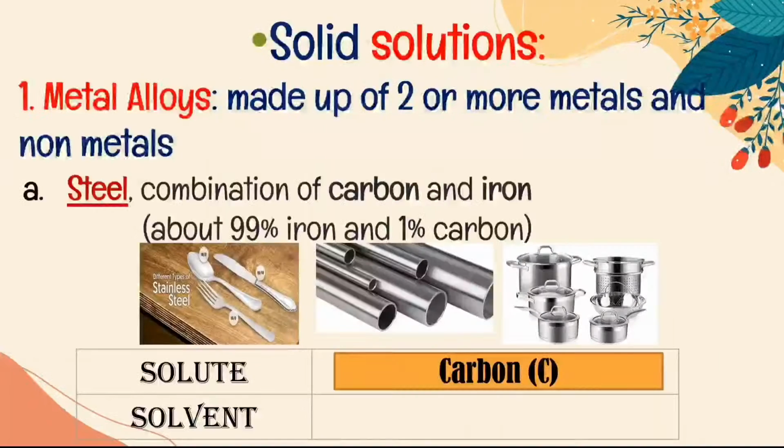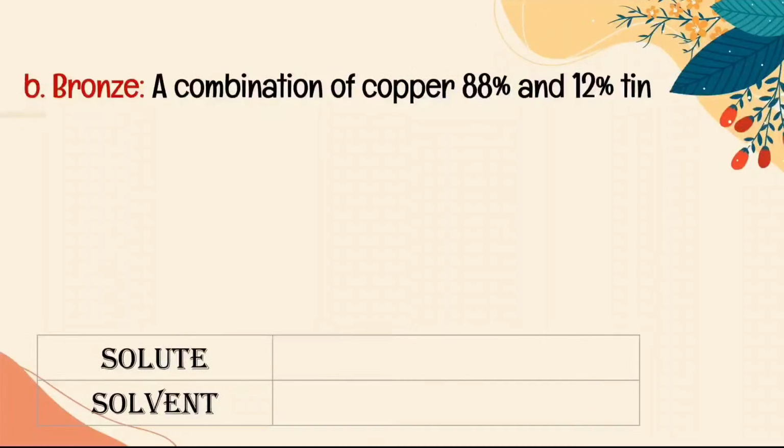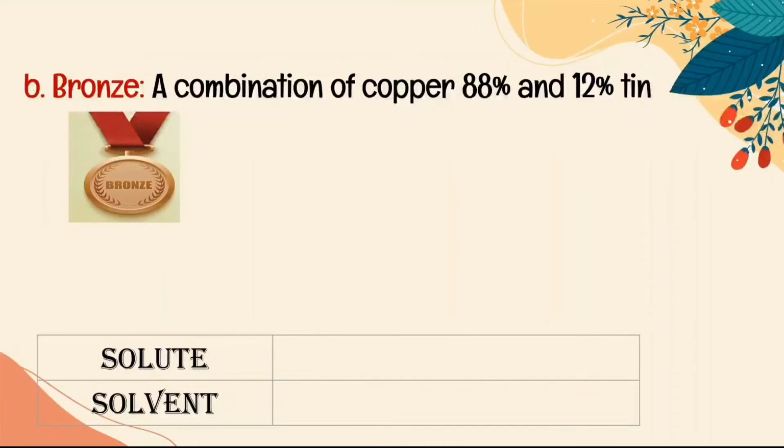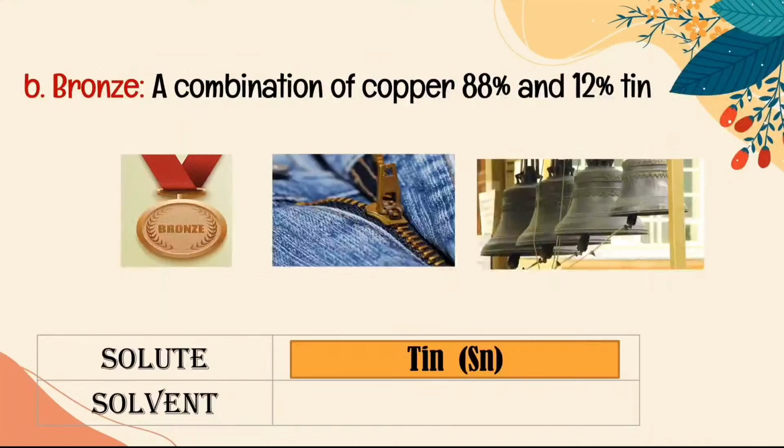The solute in the given solution is the carbon, because it is the component in lesser amount. And the solvent is the iron, since it is the component in greater amount. Another example of an alloy is bronze. It is composed of 88% copper and 12% tin. What do you think is the solute in this solution? Right, the answer is tin. And for the solvent, it should be the copper.